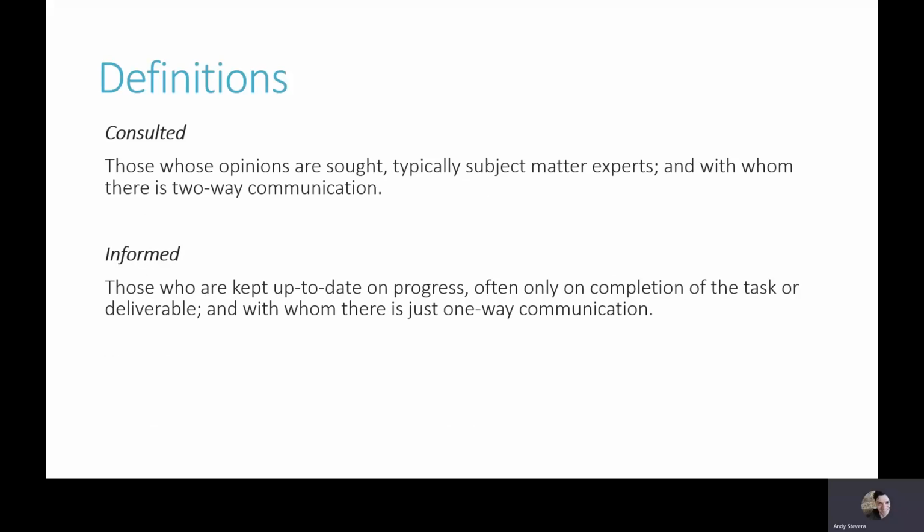The C is consulted. So this is where someone's opinion is sought and they may influence what you do, but they're not carrying out part of the task. So there's an element of two-way communication. Whereas the I, informed, is where there's communication, but that's one way from the activity to the person. So they're not going to influence what takes place, but you might tell them when a piece of work is done or update them on how things are going.